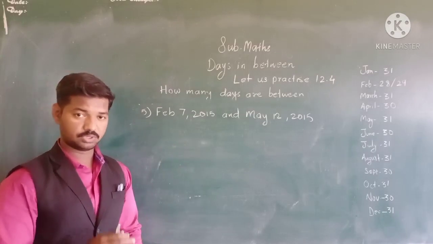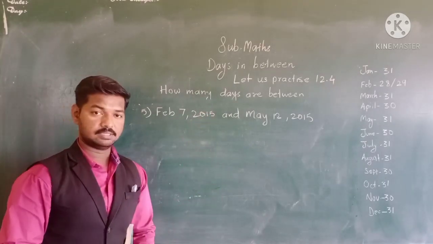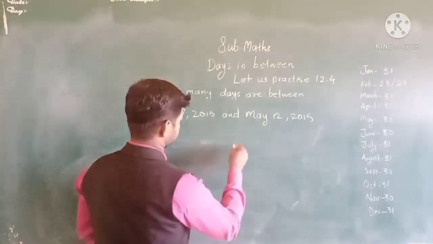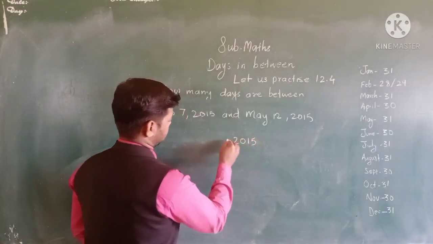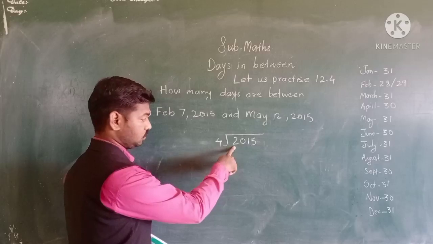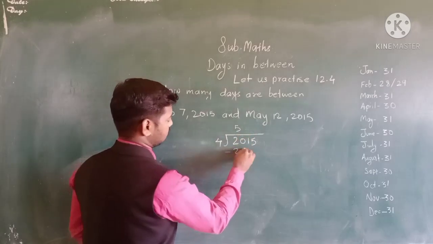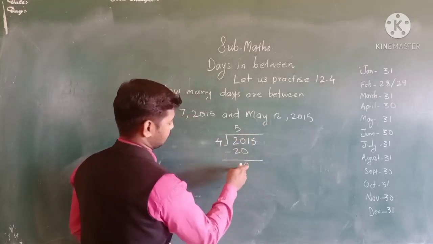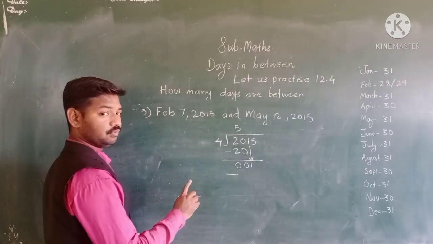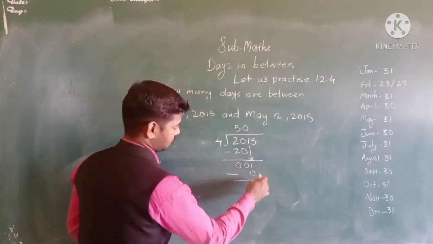So if February is there, we have to check whether that year, 2015, is a leap year or not. For finding this, we have to divide the given number by 4. So we will first do 2015 divided by 4. Okay? The first 2 is smaller than 4, so we take 20. Then 4 fives are 20. 0 minus 0 is 0, and 2 minus 2 is 0. Then the next 1 will come down. 1 is smaller than 4, so we take 0. Then 4 zeros are 0. Okay? So 1 minus 0 is 1.